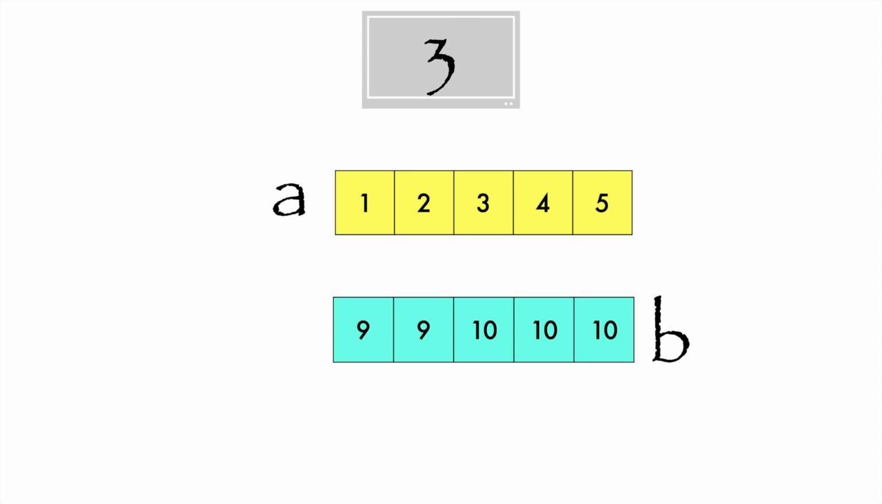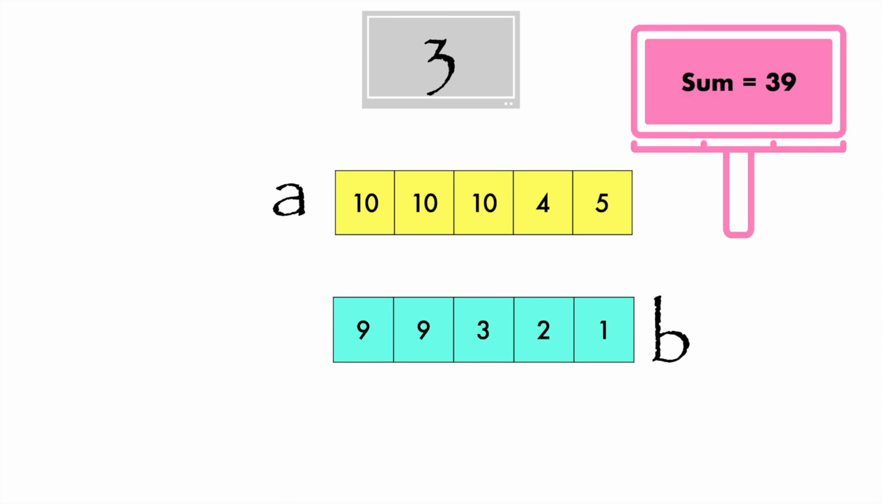So let's start comparing 1 and 10. So swap 1 and 10, swap 2 and 10, swap 3 and 10. Done. After swapping, the maximum sum would be 39 because we have swapped the first 3 of array A to the last 3 of array B. This is how we go about applying our algorithm to different problems.